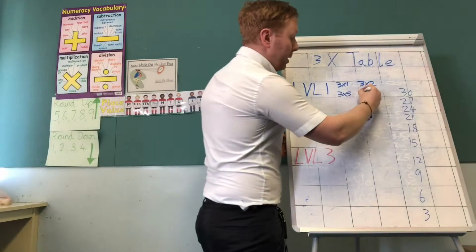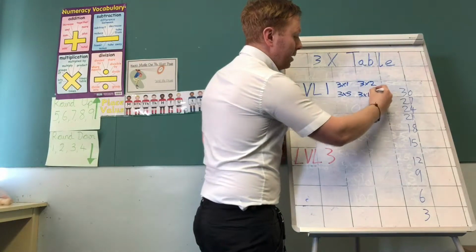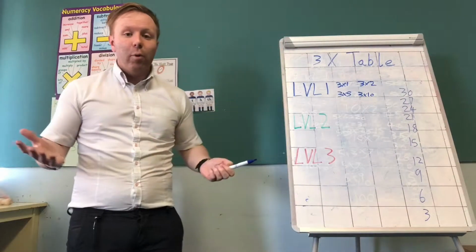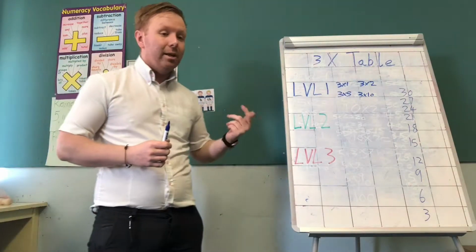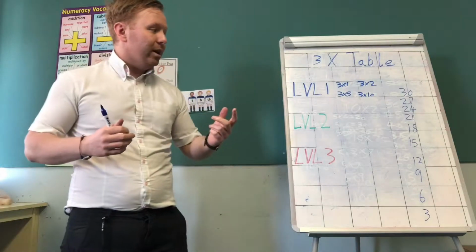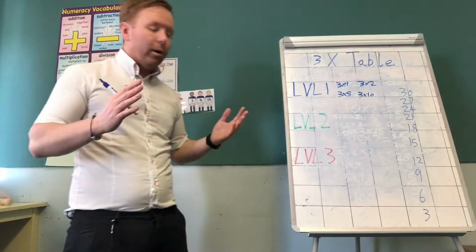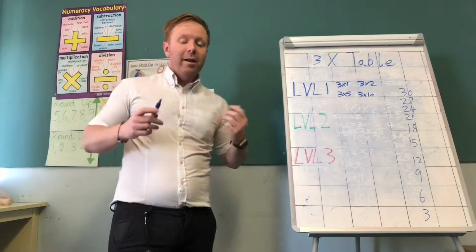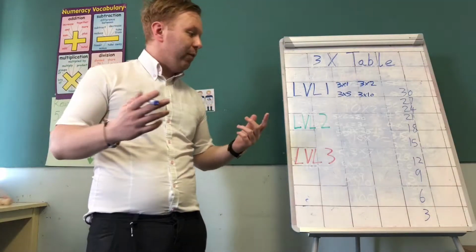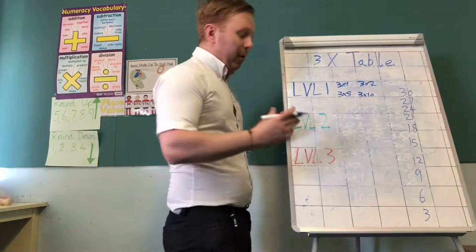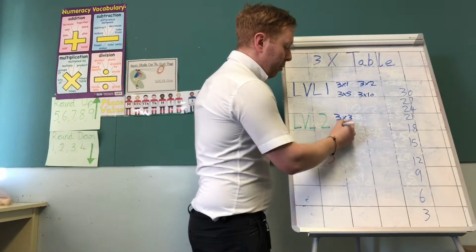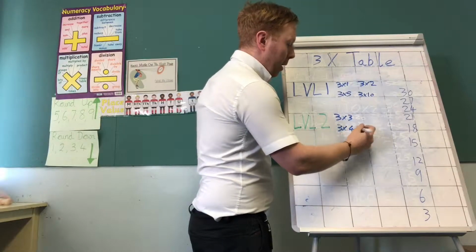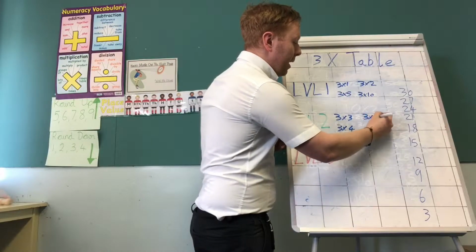Then the final question in my level 1 is 3 times 10. So there we go, I've worked my way through level 1. 3 times 1 is 3, 3 times 2 is 6, 3 times 5 is 15, and 3 times 10 is 30. So I've worked through those first ones. Now, I then need to move myself on. I bring myself now on to 3 times 3, 3 times 4, and 3 times 9.